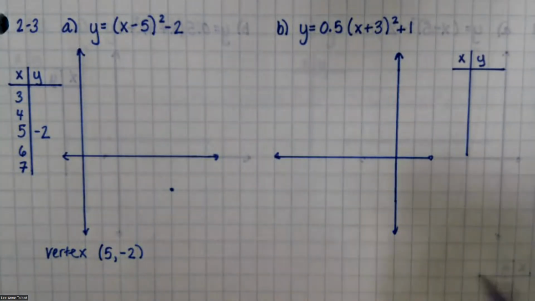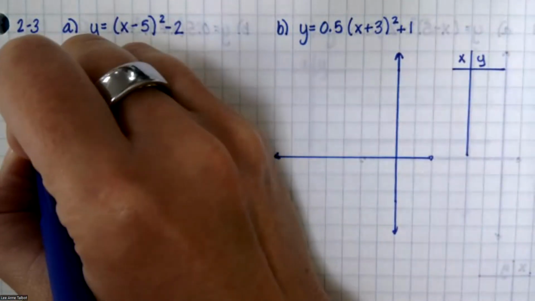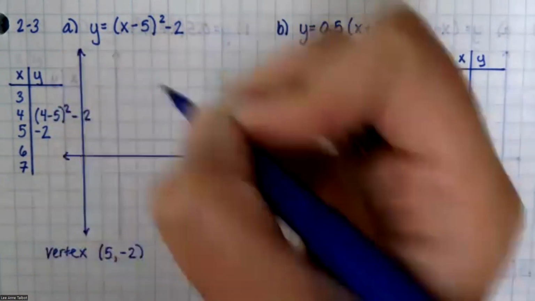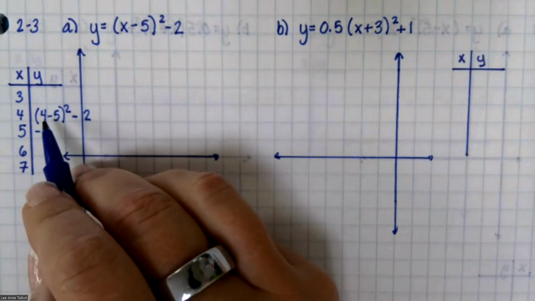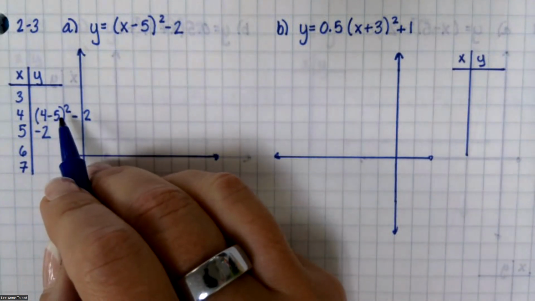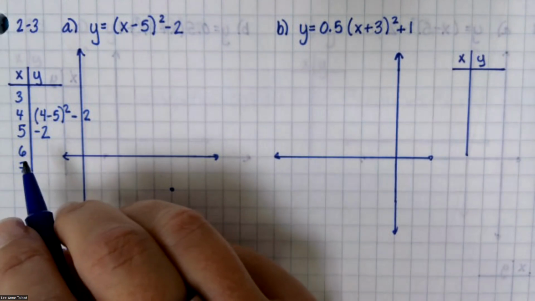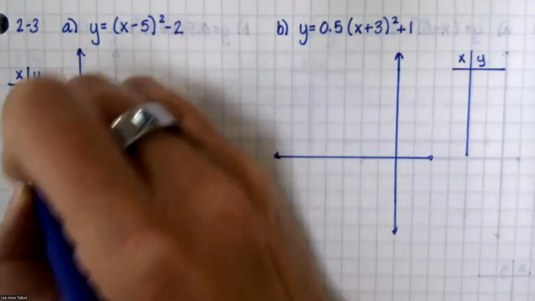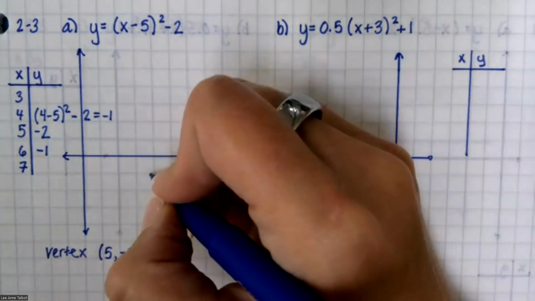Okay. Now what we're going to do is math to fill in the table. So 4 minus 5, squared, minus 2. 4 minus 5 is -1. What's -1 times itself? 1. 1 minus 2 is -1. And by symmetry, this one also has to be -1.